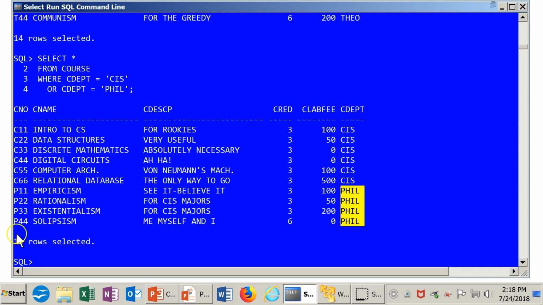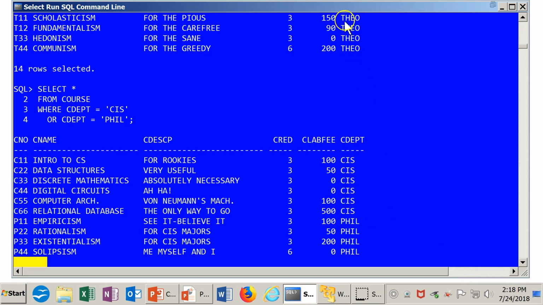However, remember the course table has a total of 14 rows. There are 4 rows missing here. Remember, the other 4 rows have the theology department. And when we tested these rows, C department equals CIS, that was false. C department equal philosophy, that also was false for those rows in the theology department.